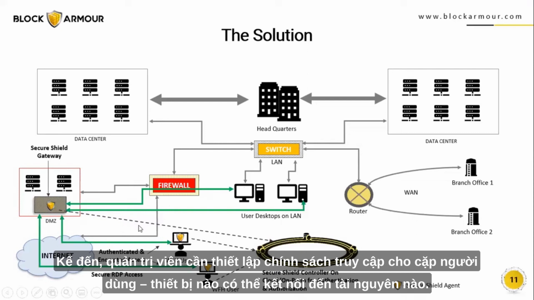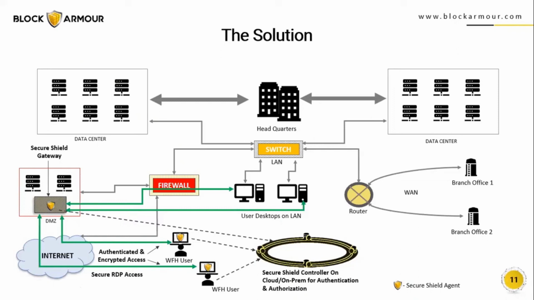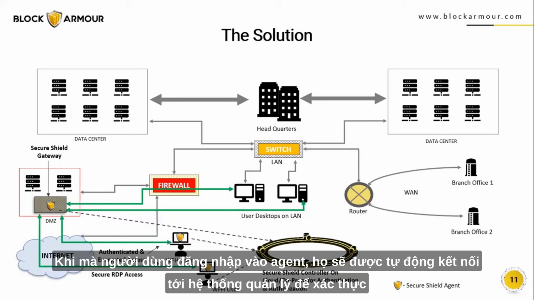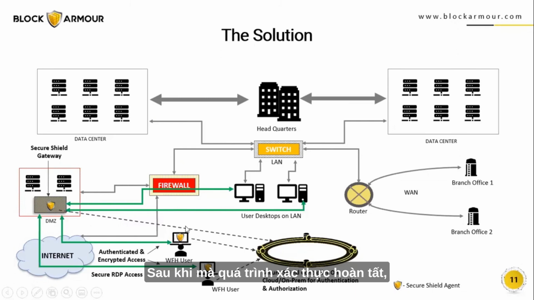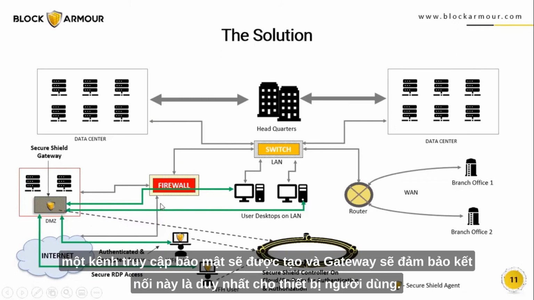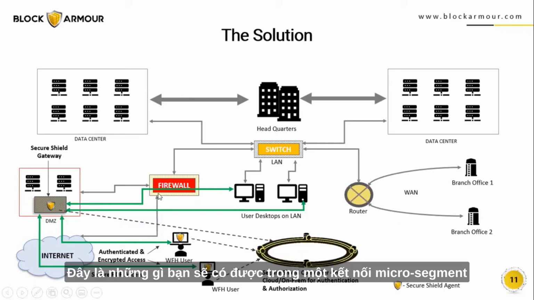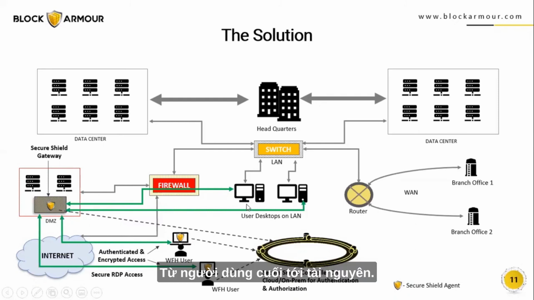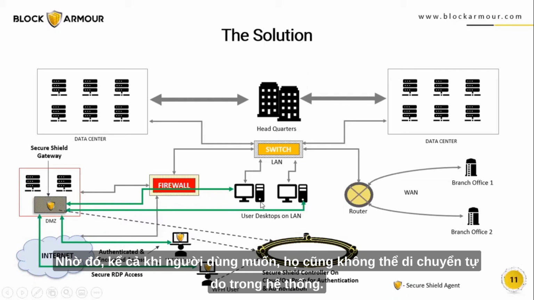Now all you need to do is create a policy here which says this user, this device can access their corresponding desktop on the LAN. So when the user logs into the agent, that is automatically picked up, goes to the gateway, and comes back to the controller for authentication. The mutual authentication is done, a secure channel is built, and the gateway makes sure that it gives a single connection to the desktop. Now here what you get is a micro segmented connection from your end user system to the desktop. So even if the user wishes, he cannot move around in the LAN.